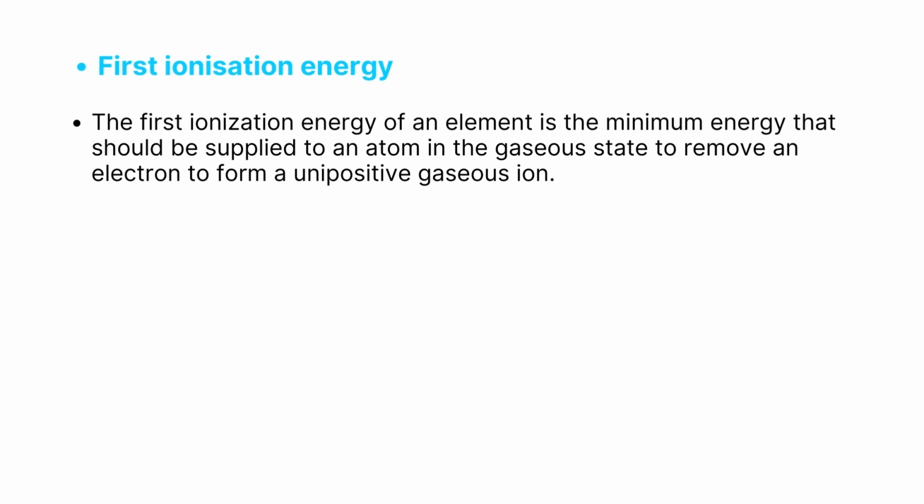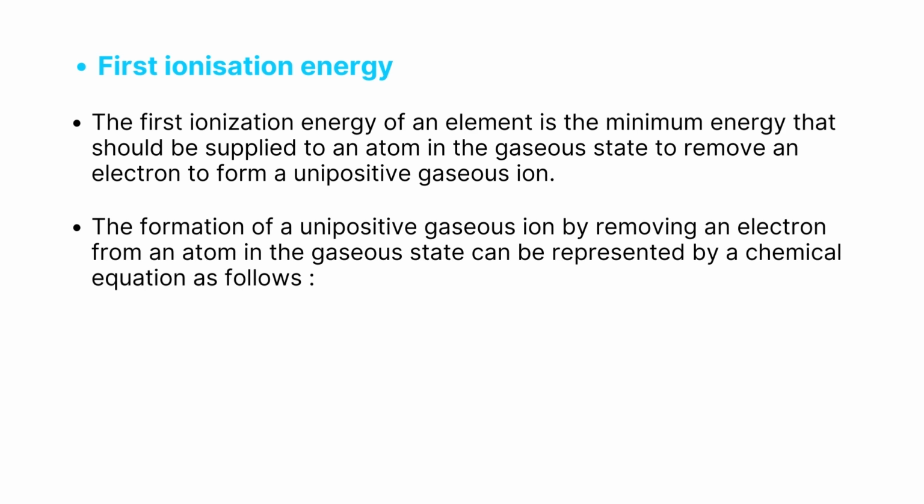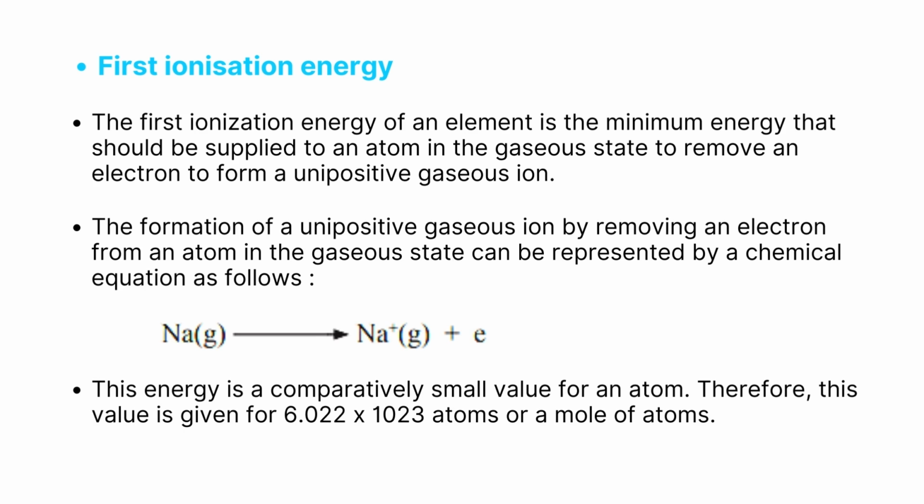The formation of a unipositive gaseous ion by removing an electron from an atom in the gaseous state can be represented by a chemical equation as follows. Na(g) leaving an electron becomes Na+(g). So Na+ plus an electron forms sodium. This energy is a comparatively small value for an atom. Therefore, this value is given for 6.022 × 10^23 atoms, or a mole of atoms. Accordingly, the first ionization energy of sodium is 495 kilojoules per mole. Likewise, it's calculated for all the elements.